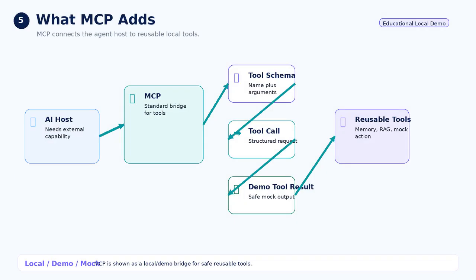Once what RAG adds is clear, what MCP adds becomes much easier to understand. MCP is the connection layer between the agent host and external capabilities. In this tutorial, external means local demo tools. The server describes what tools exist and what inputs they need. The host can then make tool calls when the agent needs them. This separates the agent conversation from tool implementation. It also makes the tools reusable across workflows. For this build, MCP connects memory, RAG, and a mock action tool.